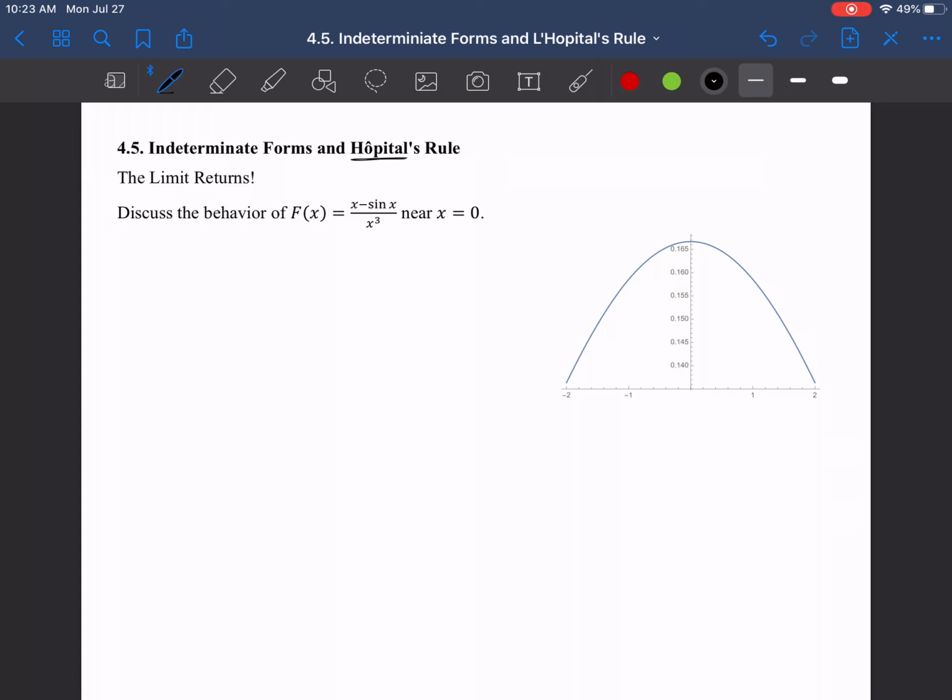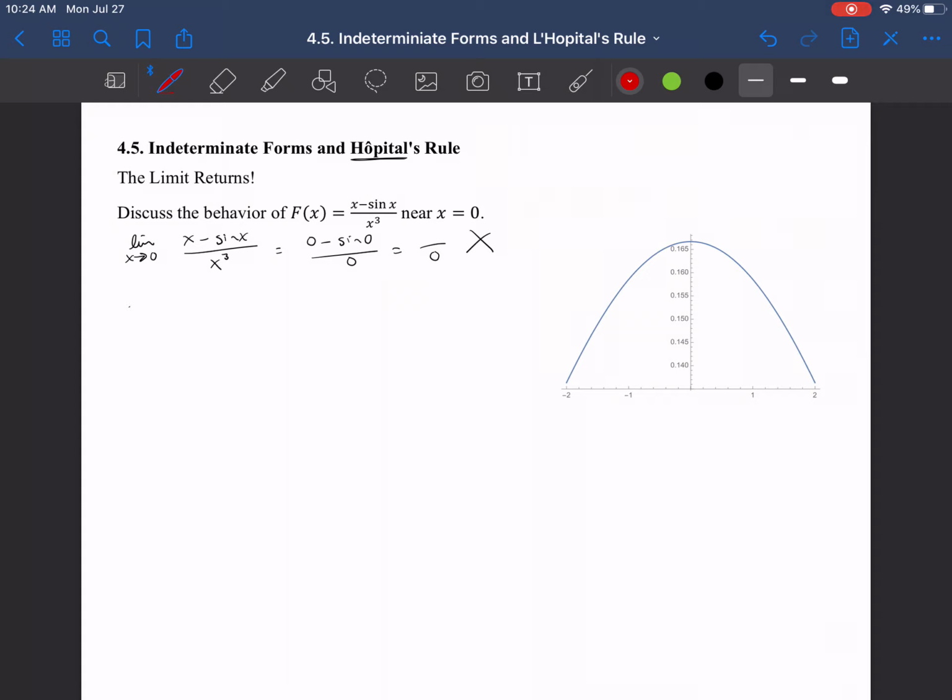So we have the graph of it there to the right. If we try to do the limit of it as x approaches 0, we end up with the limit of x minus the sine of x over x cubed, and that ends up giving us 0 minus the sine of 0 over 0. And we can't do something over 0, so that one doesn't work. So let's just try something.